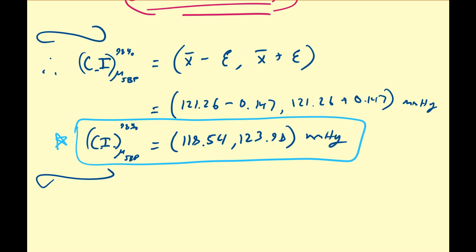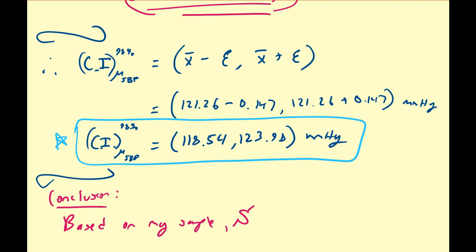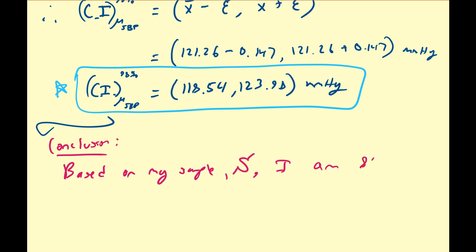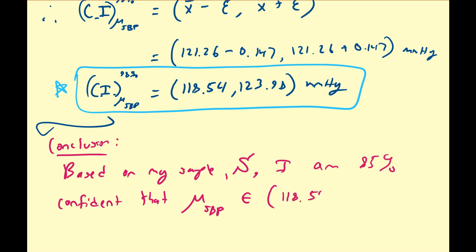All right, so what does this mean? So conclusion, based on my sample S, I am 85% confident that the systolic blood pressure mean lies somewhere in between 118.54 and 123.98 millimeters of mercury. So that is my conclusion.